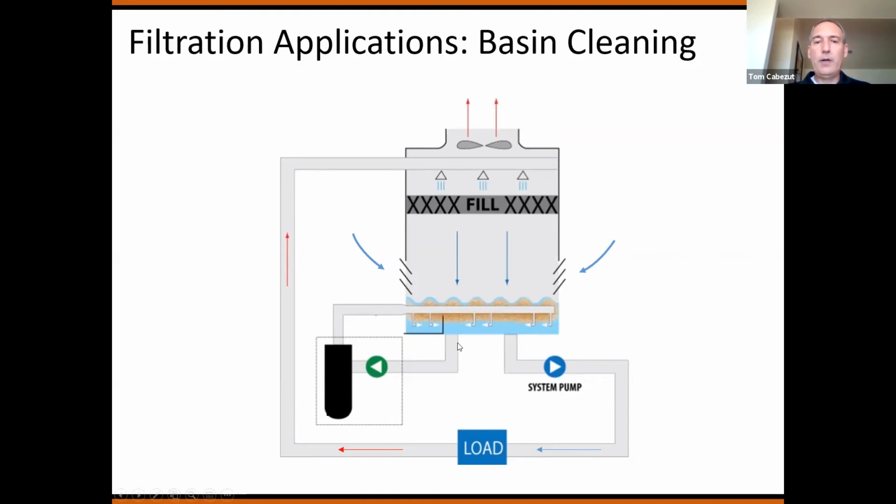The other advantage is we're independent on the basin of anything else going on within the system. So we don't have to tie in to the actual condenser water loop. In this case, we just tap a hole in the bottom of the basin, run it through the skid, and we put it right back into the PVC headers that are down in the basins themselves.